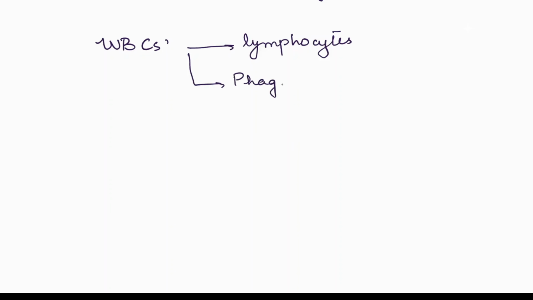So what do these do? The lymphocytes produce antibodies in your body. These are special chemicals which are basically proteins. These chemicals bind with the antigen and destroy it. Okay, a very straightforward reaction.